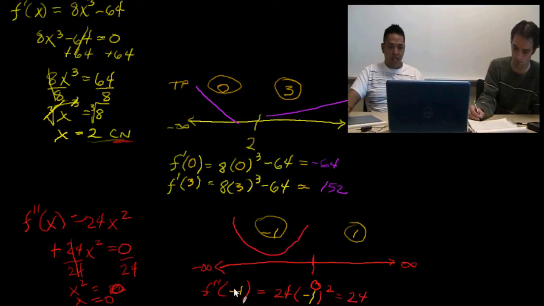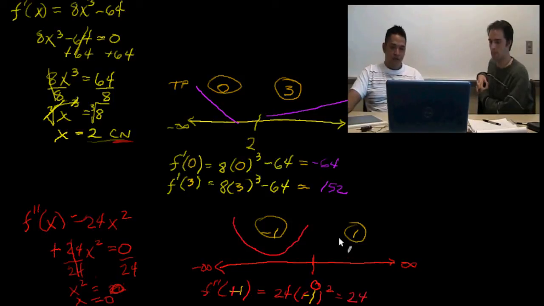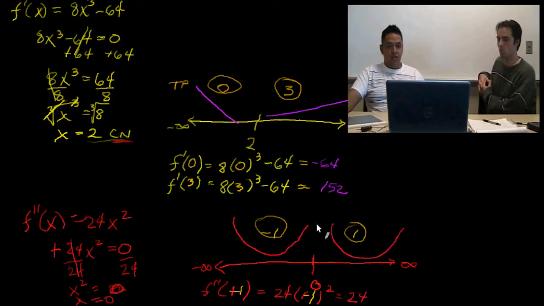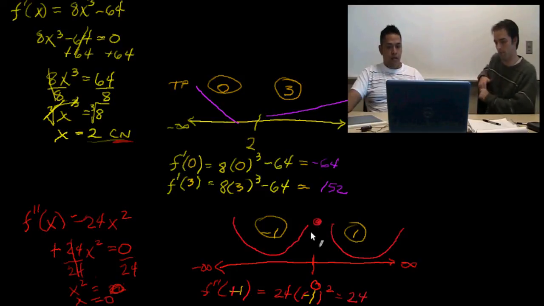If I change this to a plus 1, well, that's not going to change much, because if I square 1, I get 1. 1 times 24 is 24 again. So I'm also going to have a positive concavity between 0 and infinity. So in this case, we wouldn't have an inflection point. Because remember, when do we have an inflection point? We're changing concavity from up to down or down to up. And in this case, that wouldn't happen.